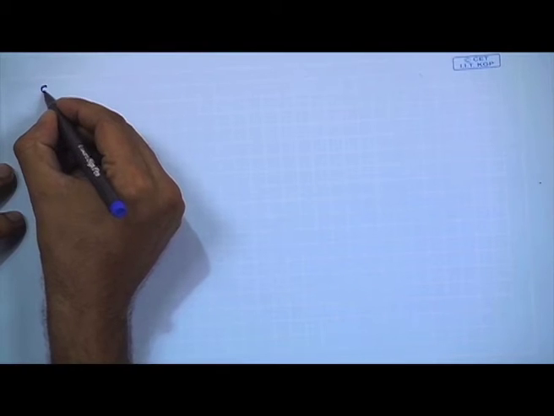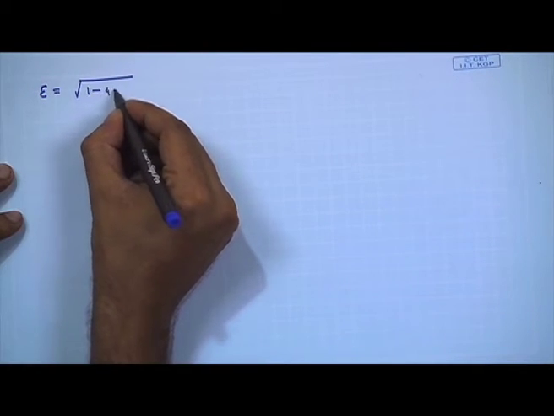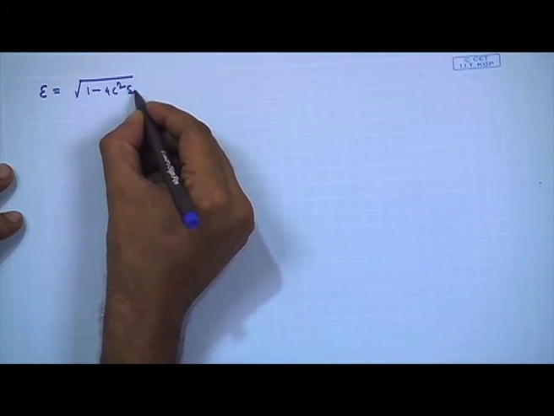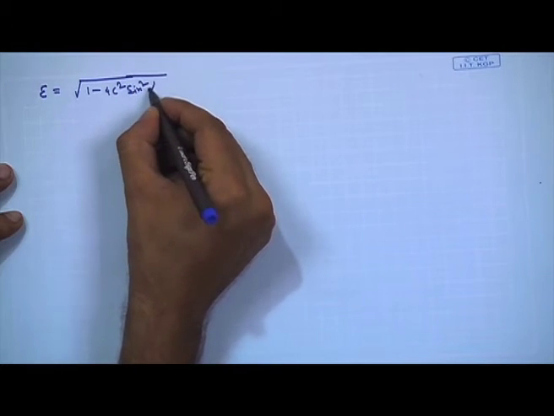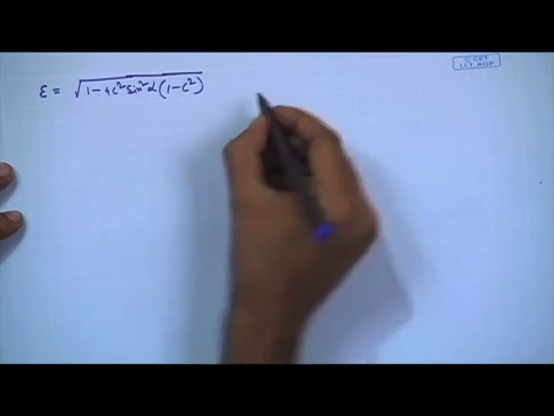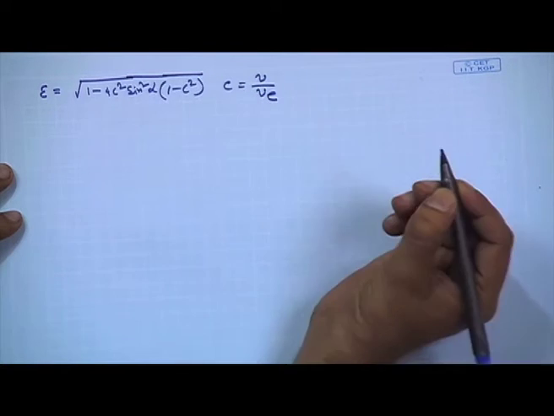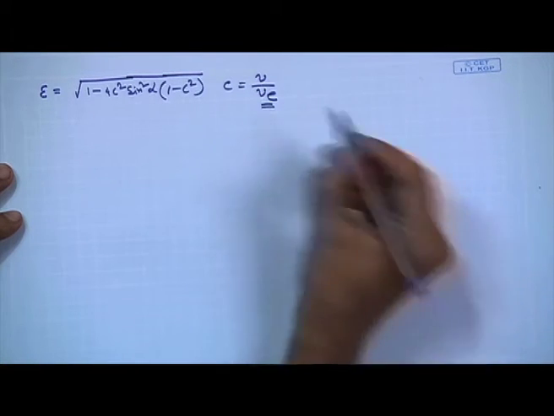Now, let's quickly recall the concepts we have learned about orbit transfer and the theory of orbits. First of all, the eccentricity epsilon, we can write it as 1 minus 4 c square sin square alpha into 1 minus c square, where c is equal to v by ve, ve being the escape velocity.